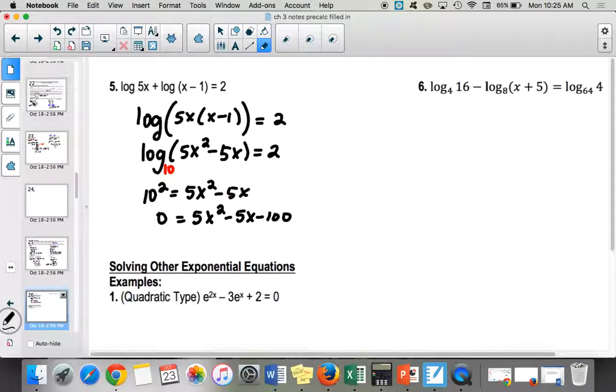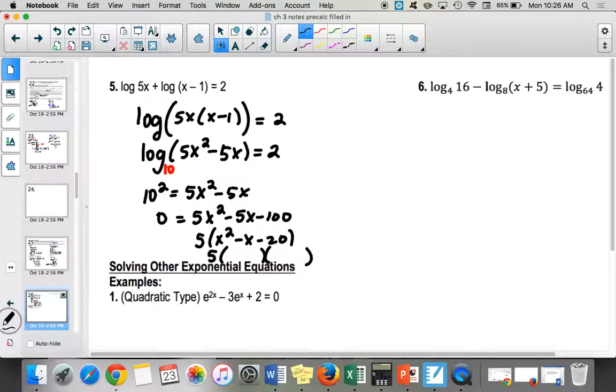All right, so anyway, so we pull out a 5. And we factor. So we have x minus 5 and x plus 4. So we actually get two solutions. So we get 5 and we get negative 4.